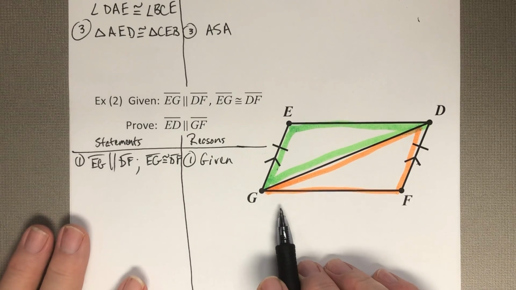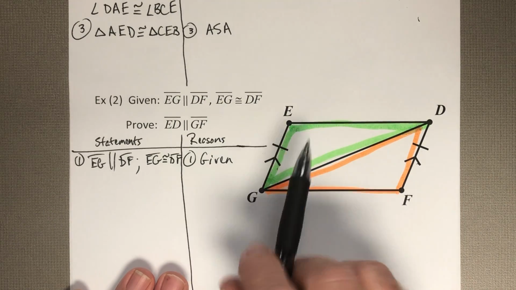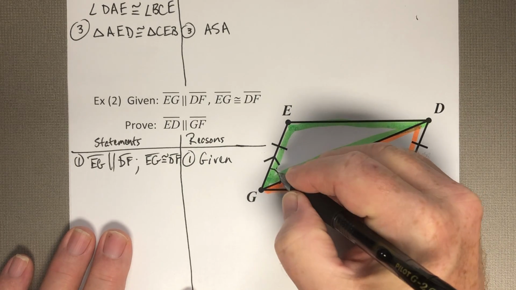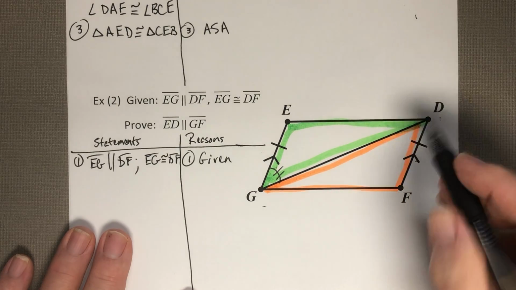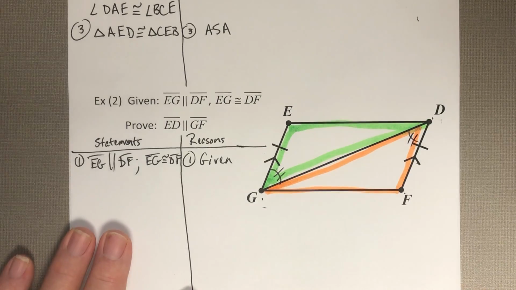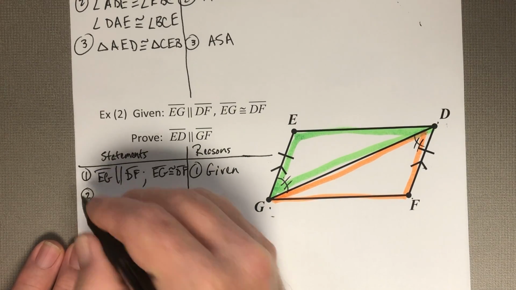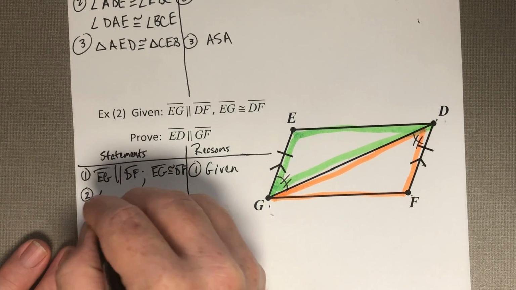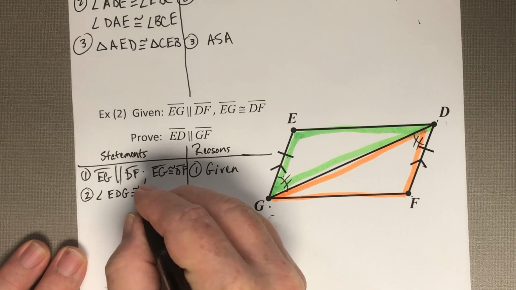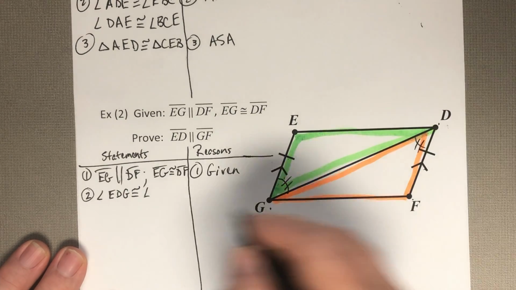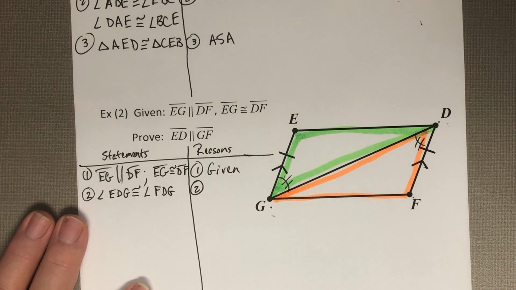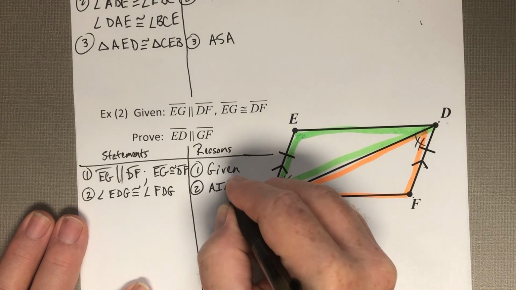By first saying, if I have these two parallel lines cut by that transversal, then I get angle EGD congruent to angle FDG. So I'm going to make that statement. My second statement could be angle EGD is congruent to angle FDG. My reason for being allowed to make that statement would be the alternate interior angles theorem.